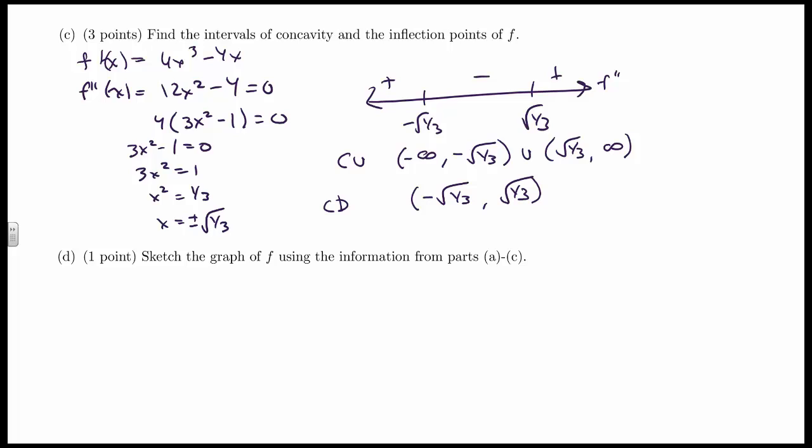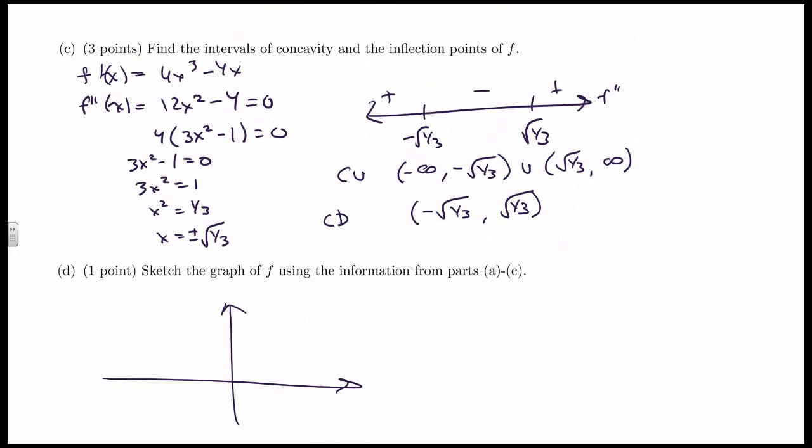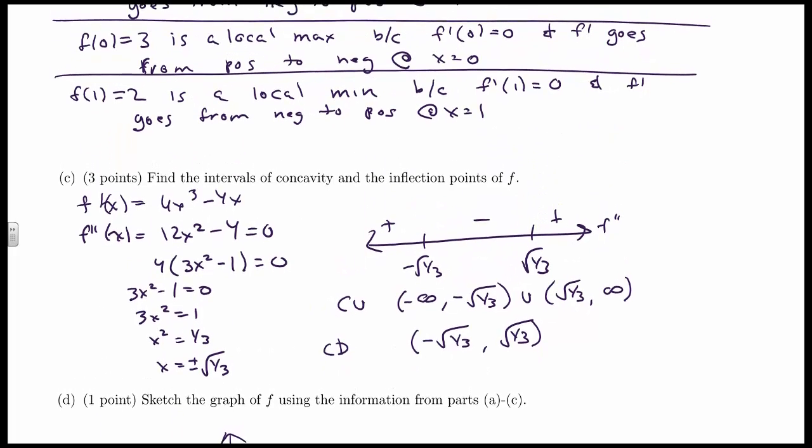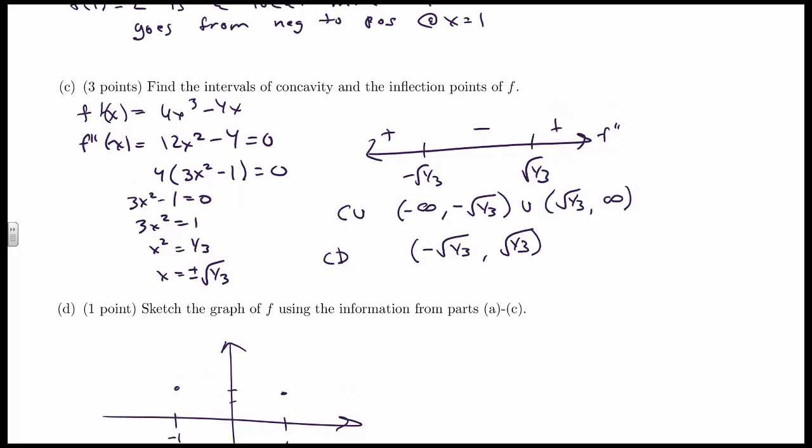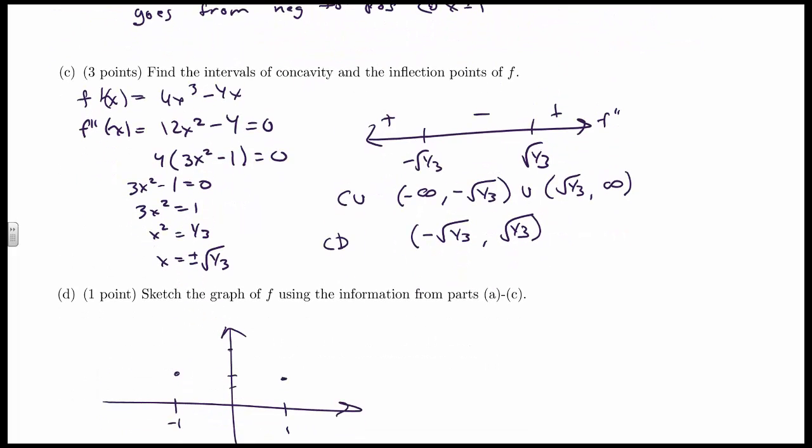And now let's put all those pieces together. So what we have is, let's double check, at negative 1 and positive 1, they had a value of 2. At 0, it had a value of 3. It's concave down on this interval and concave up everywhere else. And so there's my graph.